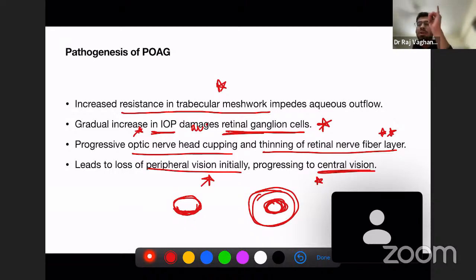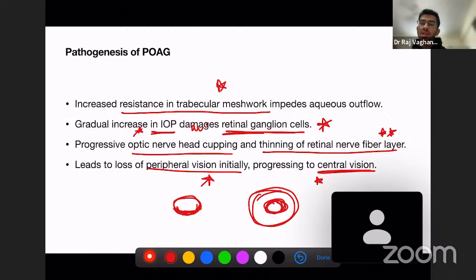You should remember: first, aqueous outflow blockage. Second, increase in IOP, retinal ganglion cell damage, retinal nerve fiber layer thinning, optic nerve head cupping, and peripheral vision is lost initially, later progressing towards the central vision. So this is the pathogenesis of POAG, or primary open angle glaucoma.